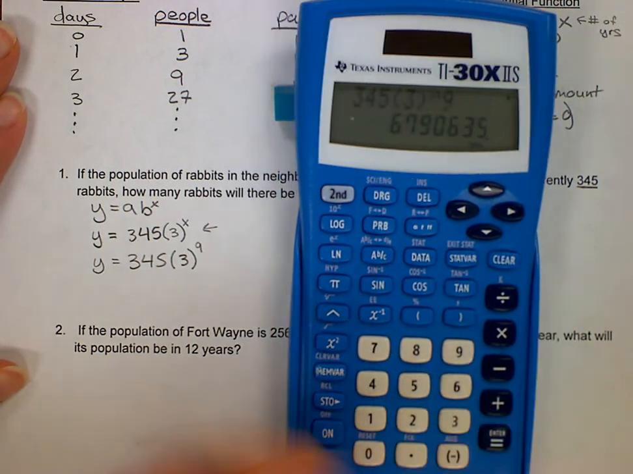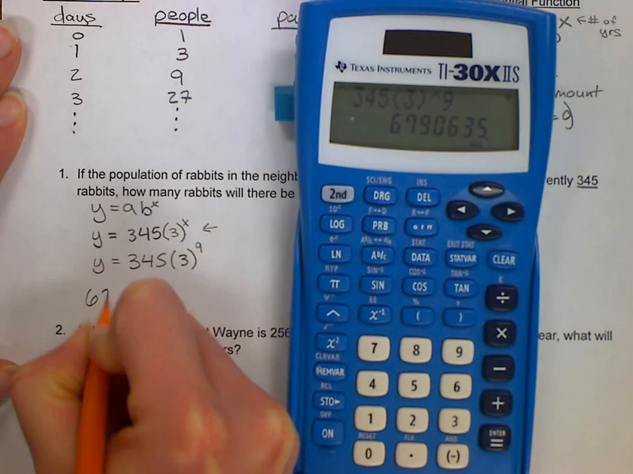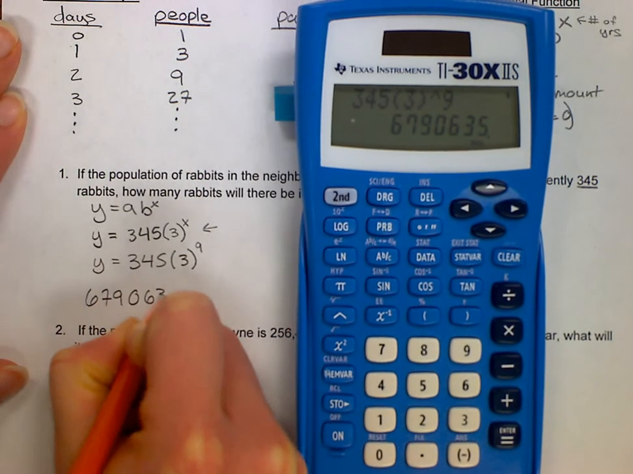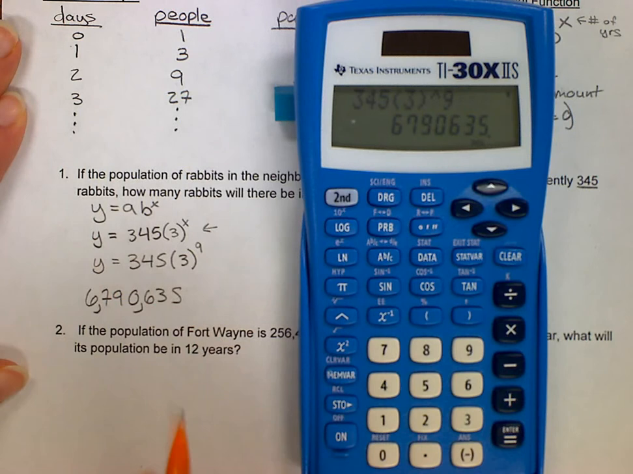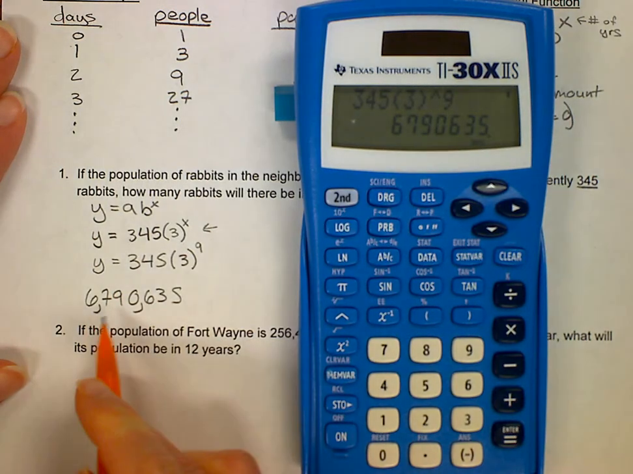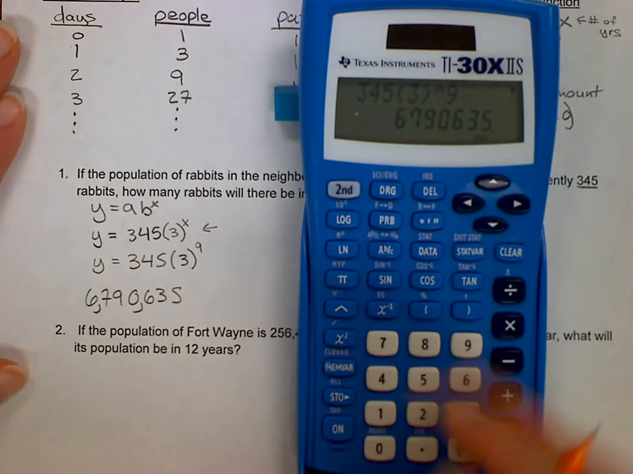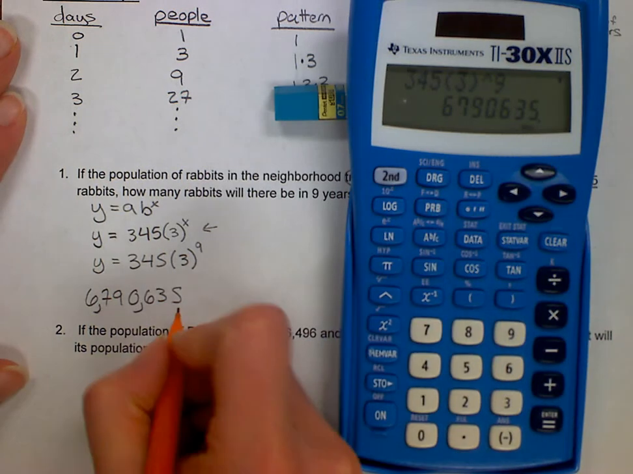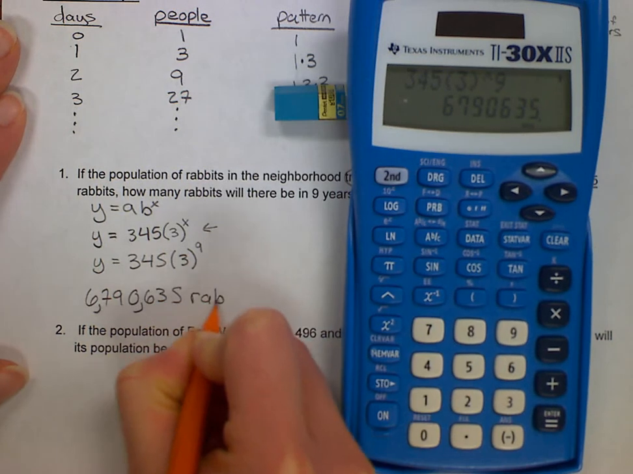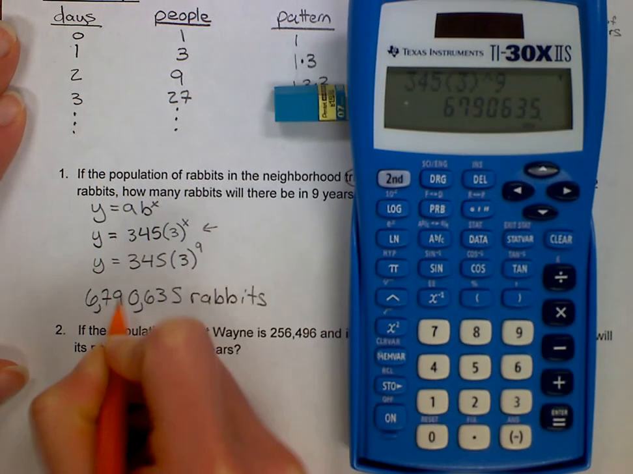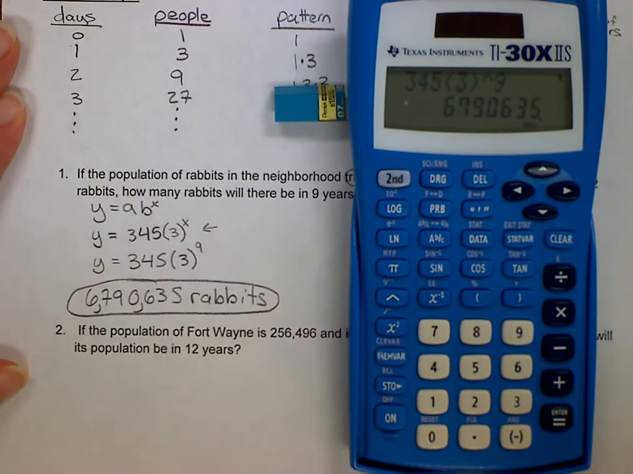And this will give us, let's look, fill in our commas, and this gives us 6,790,635 rabbits. And we do want to always label. Please always label. So this, we're talking about rabbits. Sometimes it's going to be money. Just please always label your answer every single time. Get used to it.